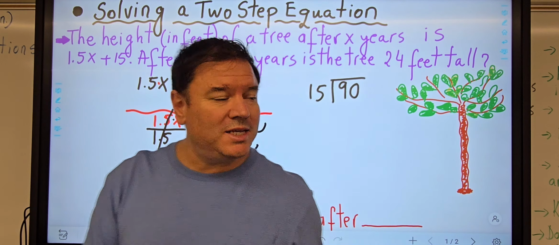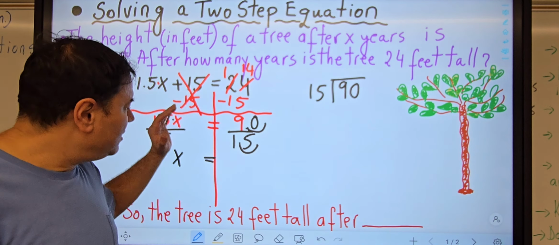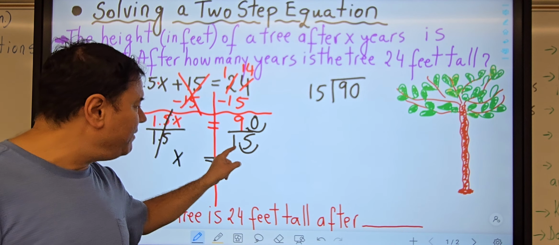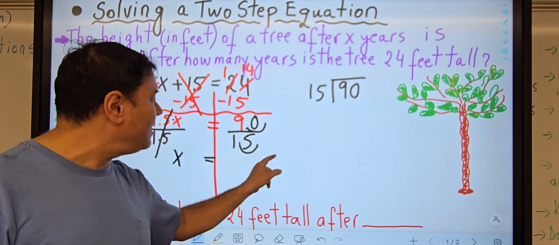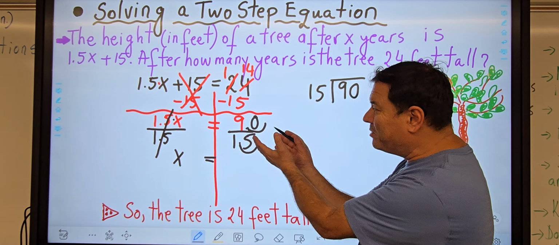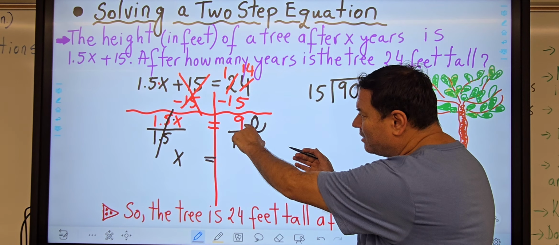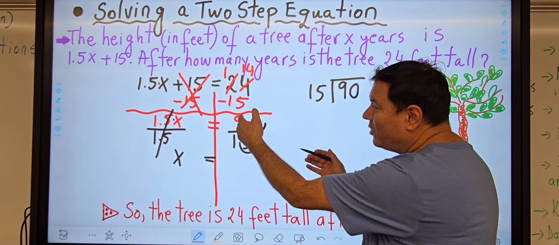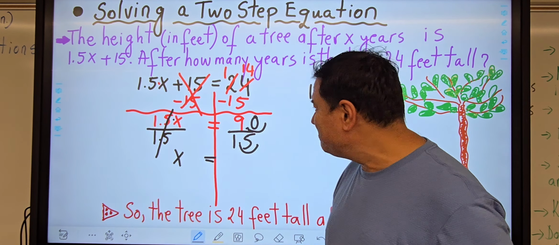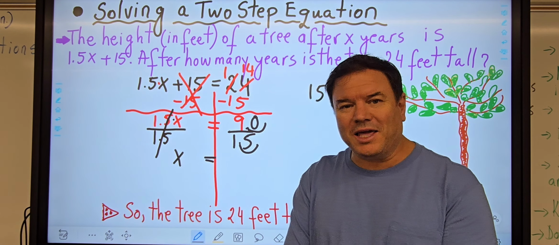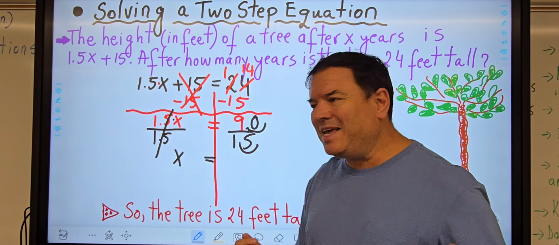Pay attention to this step. This is the easiest way: move the decimal to the right one place. 1.5 becomes 15. Then whatever we do to the bottom, we also have to do to the top. We move the decimal one place to the right, and 9.0 becomes 90. Let's see how many times 15 goes into 90. And the answer is 6.